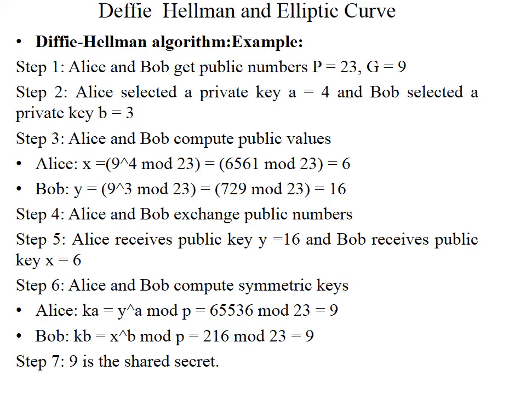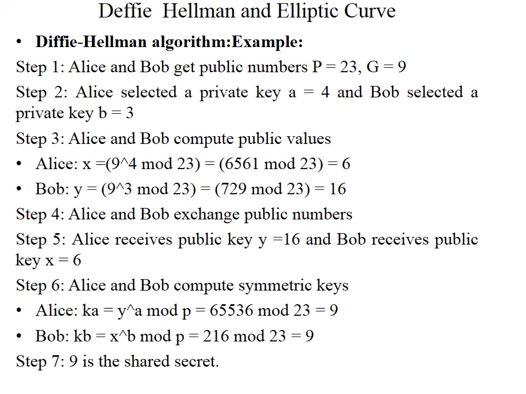Now let's take one example. Alice and Bob are given P is equal to 23 and G is equal to 9. Now Alice selects the private key A is equal to 4 and Bob selects the private key B is equal to 3. Now how are Alice and Bob communicating? X is equal to G to the power of A mod P, that is 9 to the power of 4 mod 23, which is equal to 6, and Y is equal to G to the power of B mod P. You will get the value 16.